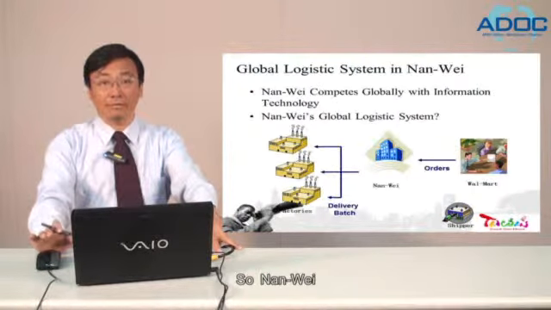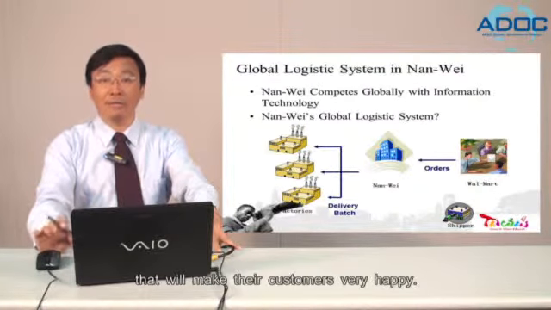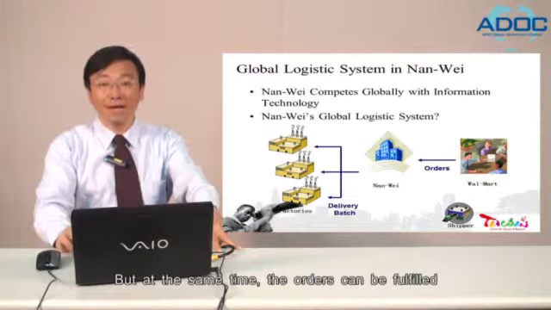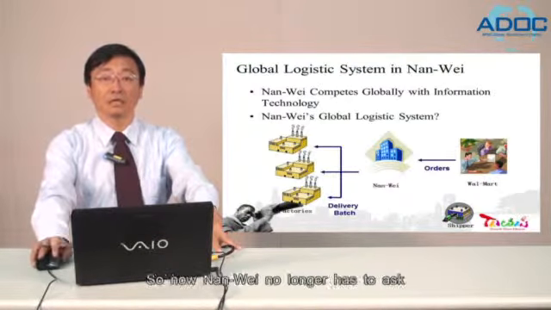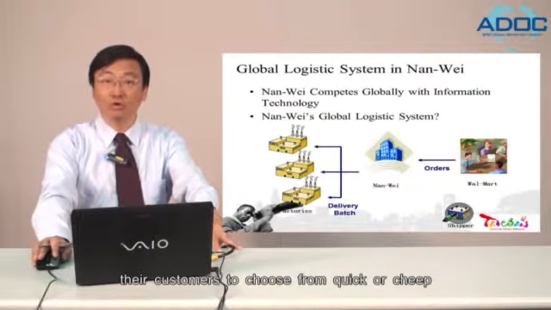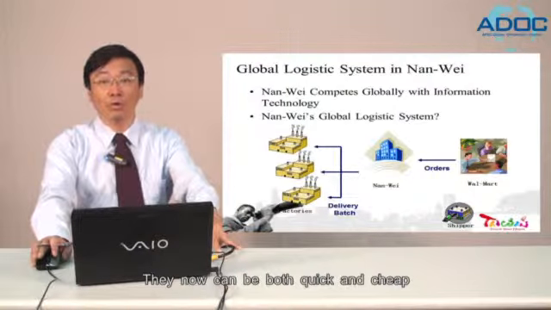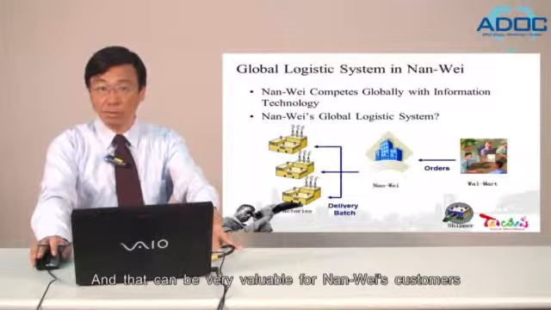So Nanwei can now offer a price that is so cheap that it will make their customers very happy. But at the same time, the order can be fulfilled quickly according to the customer's standard. So now, Nanwei no longer has to ask their customers to choose between quick or cheap. They can now be both quick and cheap. And that can be very valuable for Nanwei's customers.